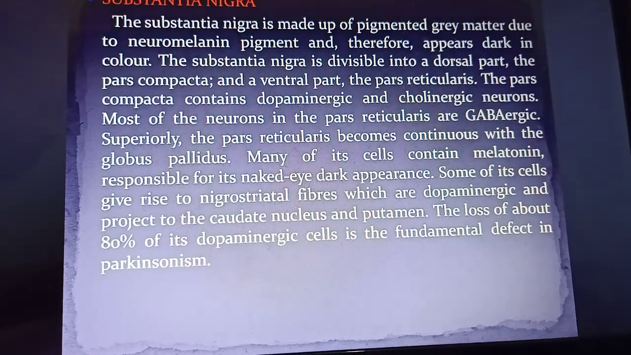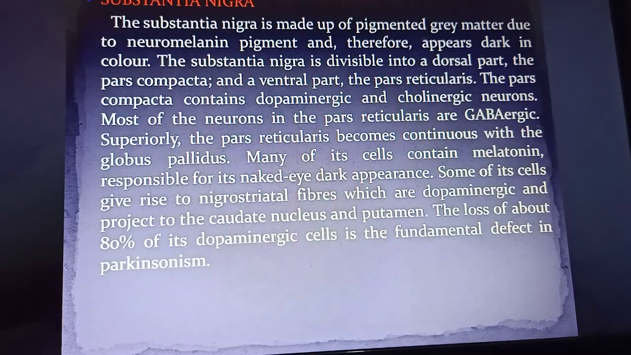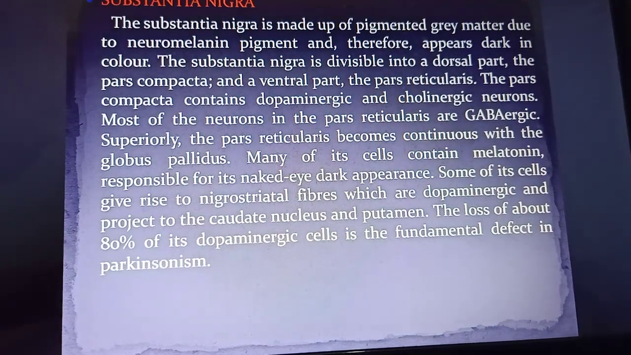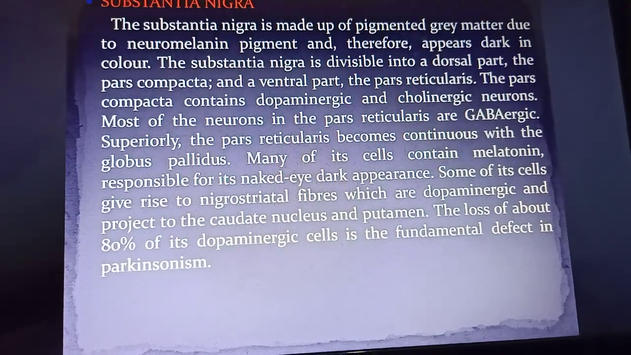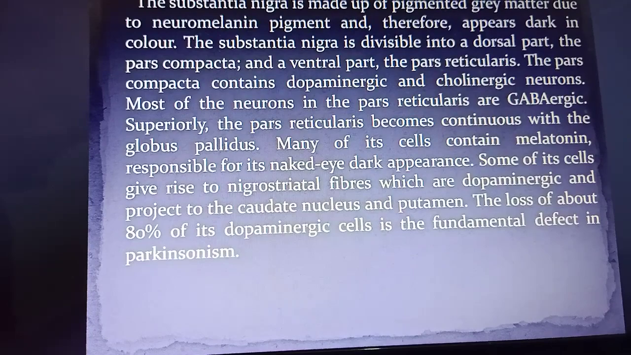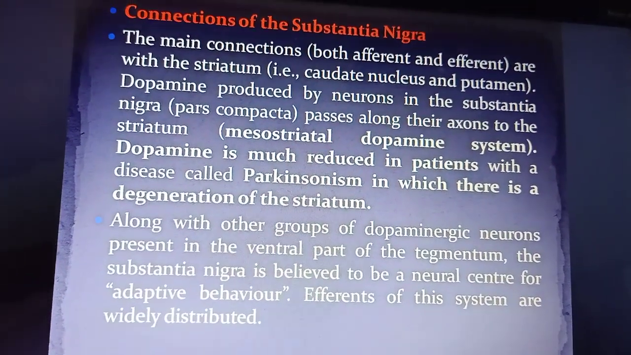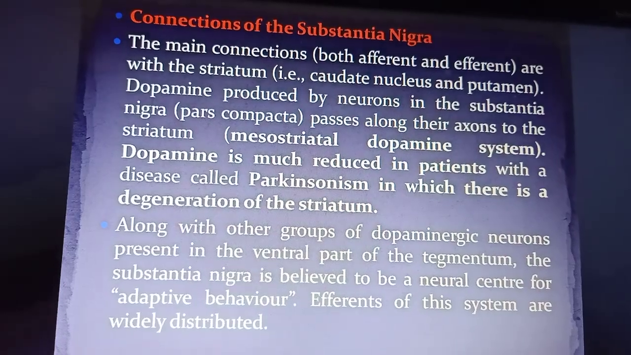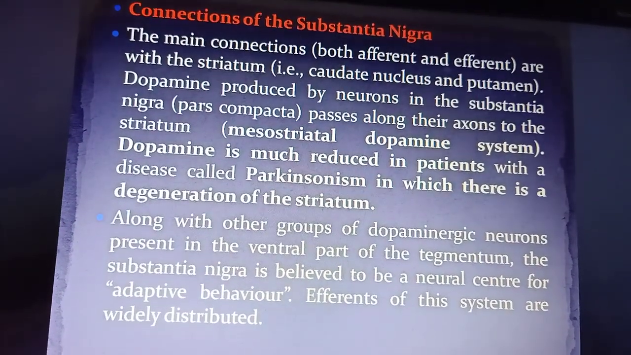Superiorly, the pars reticularis becomes continuous with the globus pallidus. Substantia nigra is structurally present in the midbrain, but it is functionally related with the basal ganglia. The main connections are the striatum, the caudate nucleus and putamen.